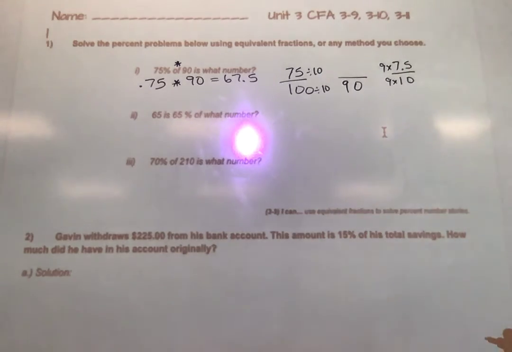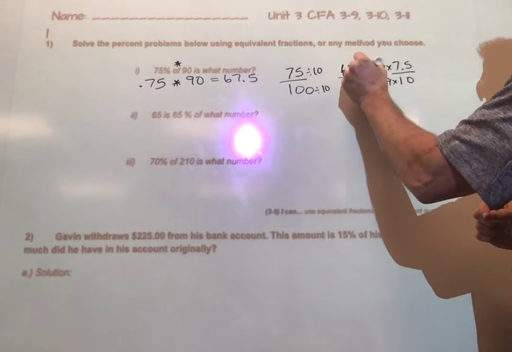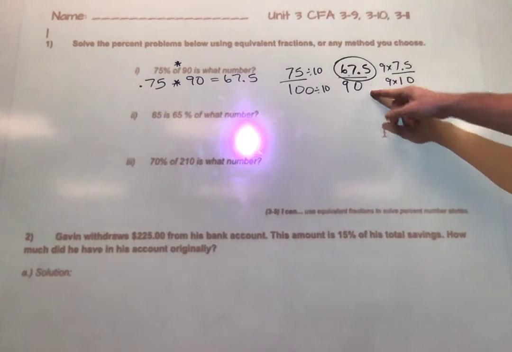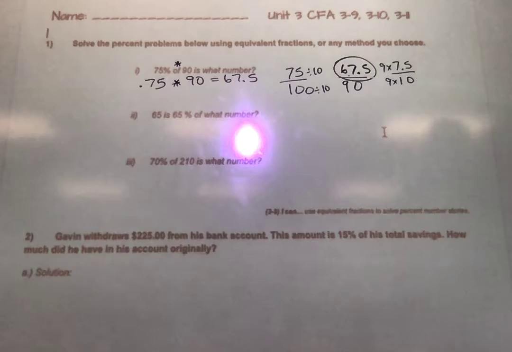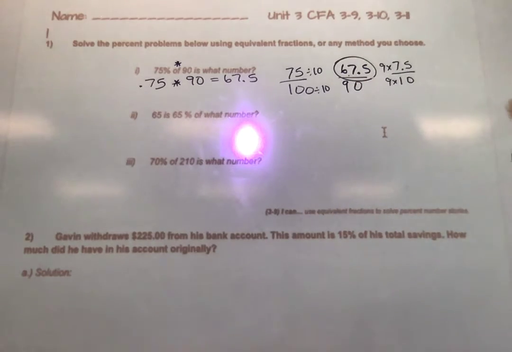And if you take 7.5 times 9, you will also get 67.5, which would then be my answer because it's out of 90. 75% of 90 would be 67.5. So there's one way to set up a proportion or to use equivalent fractions to solve that one.